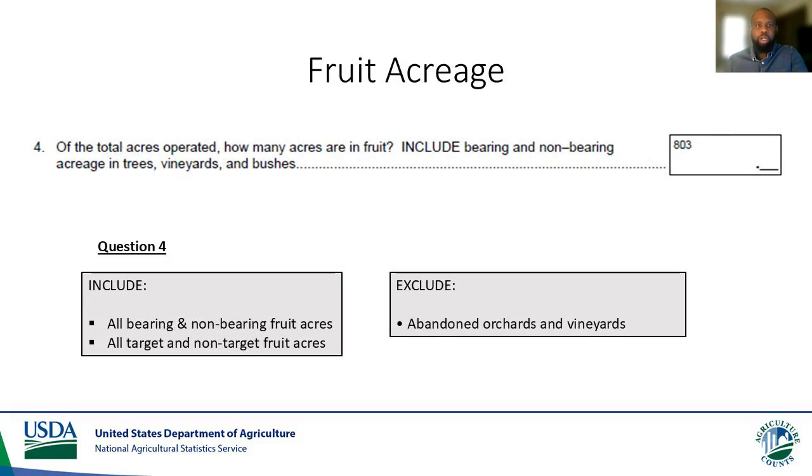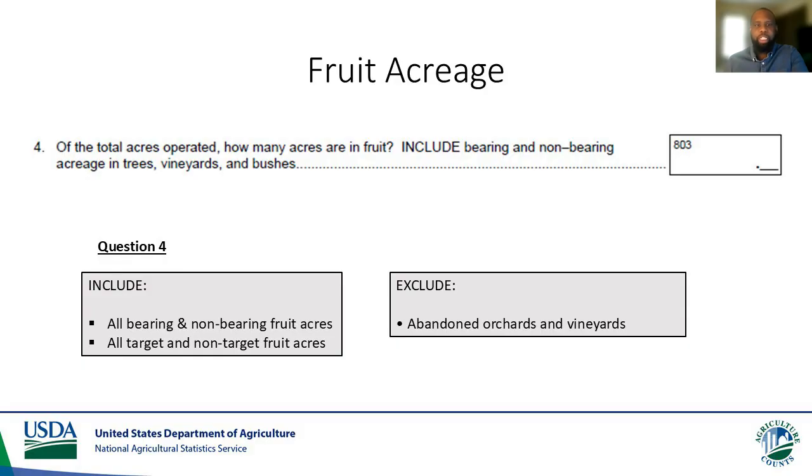For question 4, we ask on the total acres operated, how many acres were planted to fruit? Just like the previous question, we want to make sure and understand what to include and exclude for this question. So when it comes to fruit acreage, we want to include all bearing and non-bearing fruit acres, all target and non-target fruit acres, and we want to exclude abandoned orchards or vineyards.